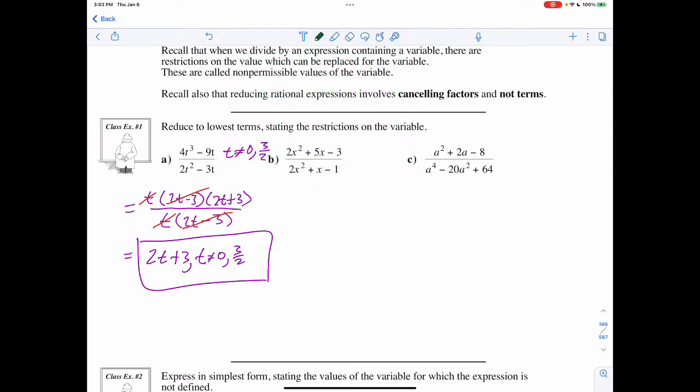Moving on to example B, I'm going to factor down, I should say, the numerator. I'm going to factor it down using decomposition to get 2x minus 1 and x plus 3. I'm going to factor the denominator using decomposition to get 2x minus 1 and x plus 1.